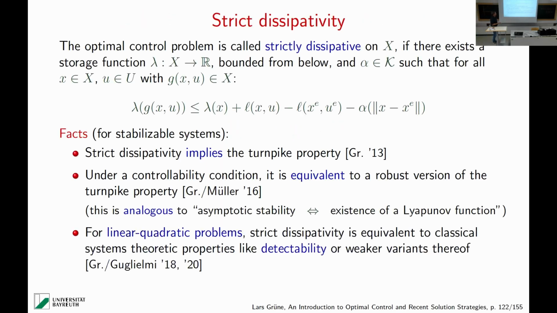Yes, so I was interested in the linear quadratic case. For linear quadratic problems, strict dissipativity is, if we have no constraints, really detectability. If we have state constraints, then it's actually a weaker version of detectability. We only require the unobservable eigenvalues to not have modulus 1 in discrete time, or real part 0 in continuous time. So this is like a non-resonant condition, if you like. That's how you can see it.